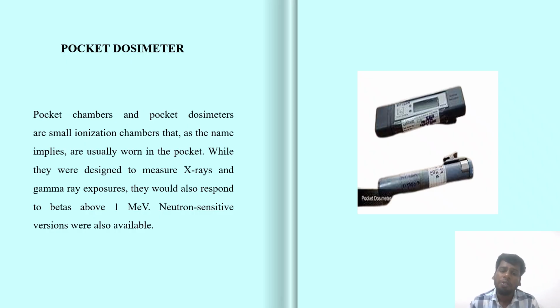From the word itself, a pocket dosimeter is something we keep in a pocket, and it will detect radiation and measure the personal radiation dose immediately. While they were designed to measure X-rays and gamma exposure, they will also respond to beta above 1 mega electron volt. So a pocket dosimeter can measure above 1 mega electron volt.